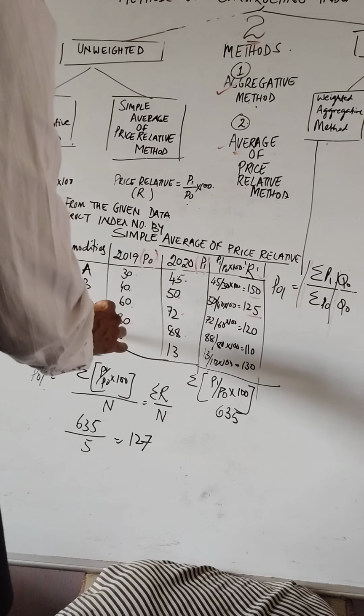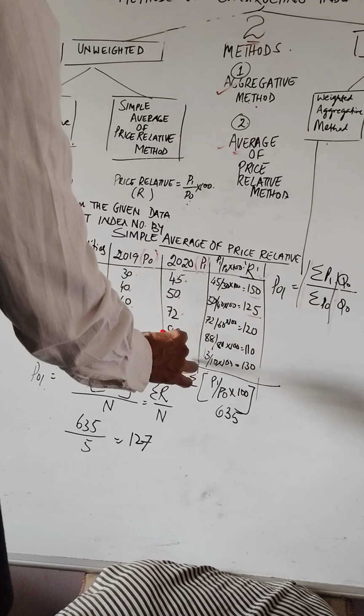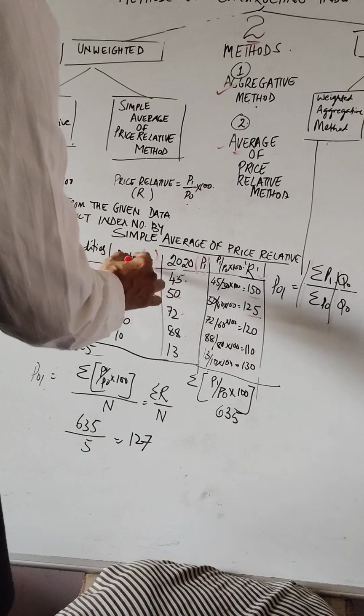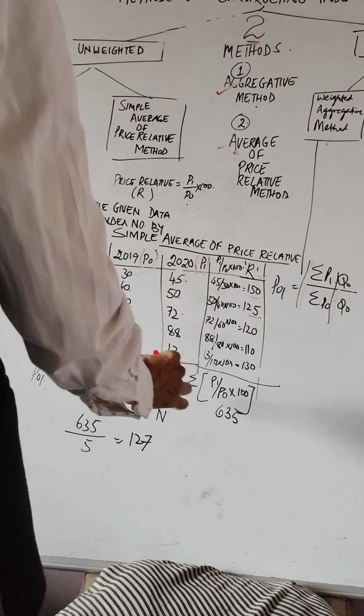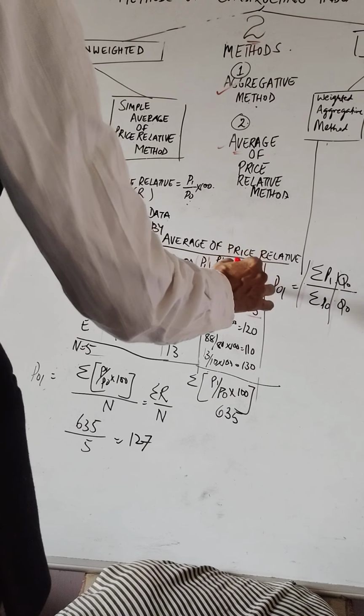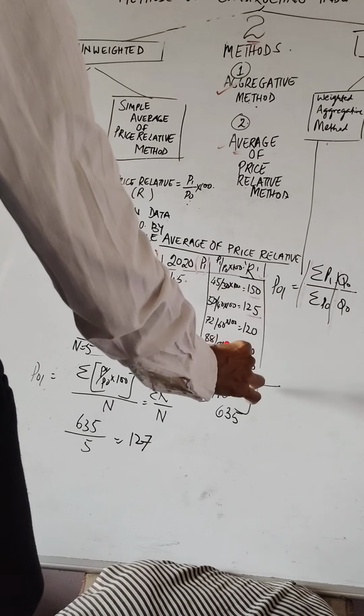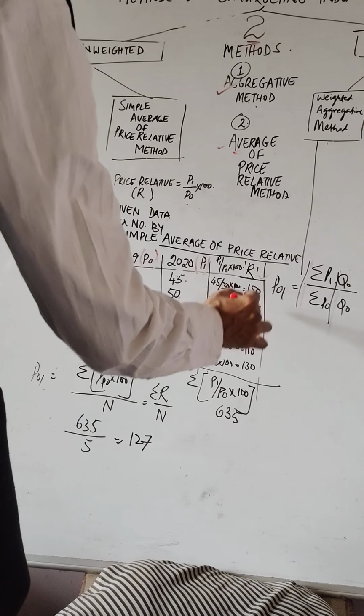Then we will take E commodity. For E commodity, the current year price is 13 and the base year price 10. So that's how you get 130. So you have now worked out the first step and got the R, the price relative, and this is how we've done it.